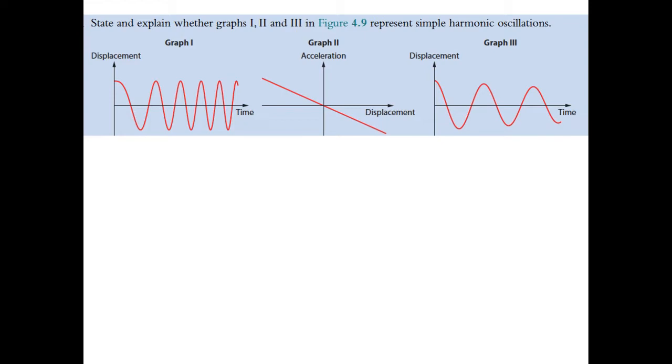So graph 1 has no constant period and graph 3 has no constant amplitude, therefore they are not simple harmonic motion. While graph 2 does, since the acceleration is proportional and opposite to the displacement. Straight line passing through origin with negative gradient.